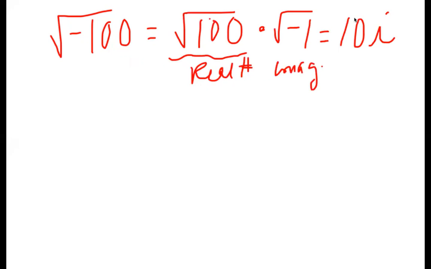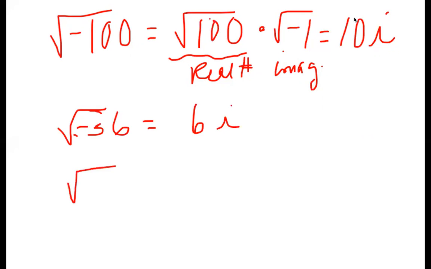Now, obviously, there's that intermediate step there where I separate the square root of 100 from the square root of negative 1. You don't have to do that, guys, okay? I'm just showing this to you so you understand where everything is coming from. So if I were to give you the square root of negative 36, you should automatically go to 6i. The square root of 36 is 6, and then the negative becomes an i.